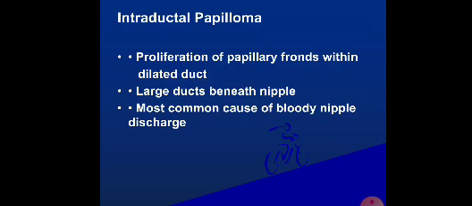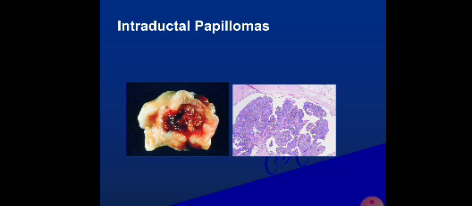Second benign tumor is intraductal papilloma. Here there is proliferation of papillary fronds within dilated ducts. This mainly involves the large ducts beneath the nipple, with a rarely palpable small mass, but the most common clinical presentation is bloody nipple discharge. And intraductal papilloma is the most common cause of bloody nipple discharge. You should remember this line.